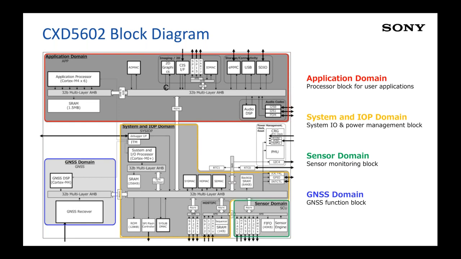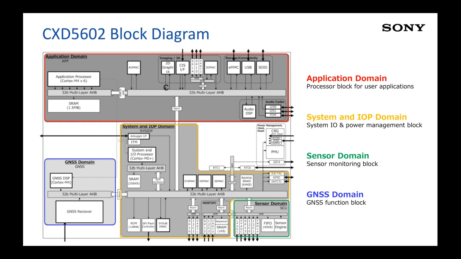The red block, what is it called? Application domain. What the application domain is doing is processing for you. So it's the process block for the user application. What is the yellow one? The yellow one is the system and IOP domain. This block is managing all of the input, output, and power for you.